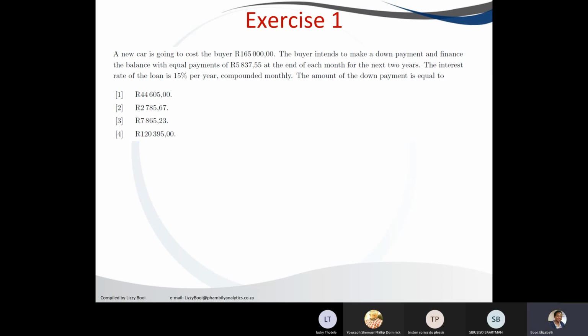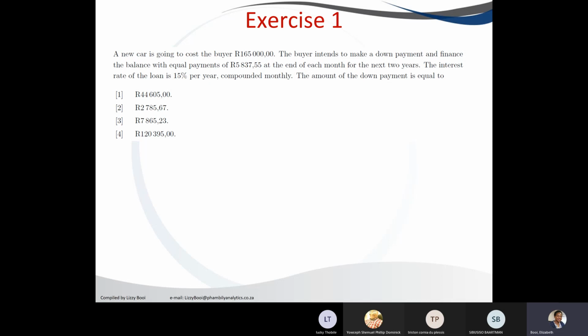Does it make sense? Or am I understanding it right? So he wants to buy a car. It costs 165, but he wants to make a down payment. Since we don't know the present value of that down payment, we can calculate the present value so that we know how much he's going to start with. So I think we need to calculate the present value.